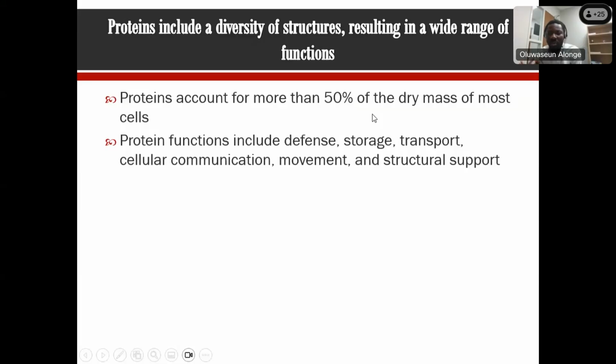Now, this protein portion of the macromolecules, or carbon and its molecules: protein accounts for 50% of the dry mass of most cells. And like I told you earlier, protein is a machine in your system. It's like having a car and gas. Protein is the car, carbohydrate is the gas. So if there's no protein, there's no function that happens in your body.